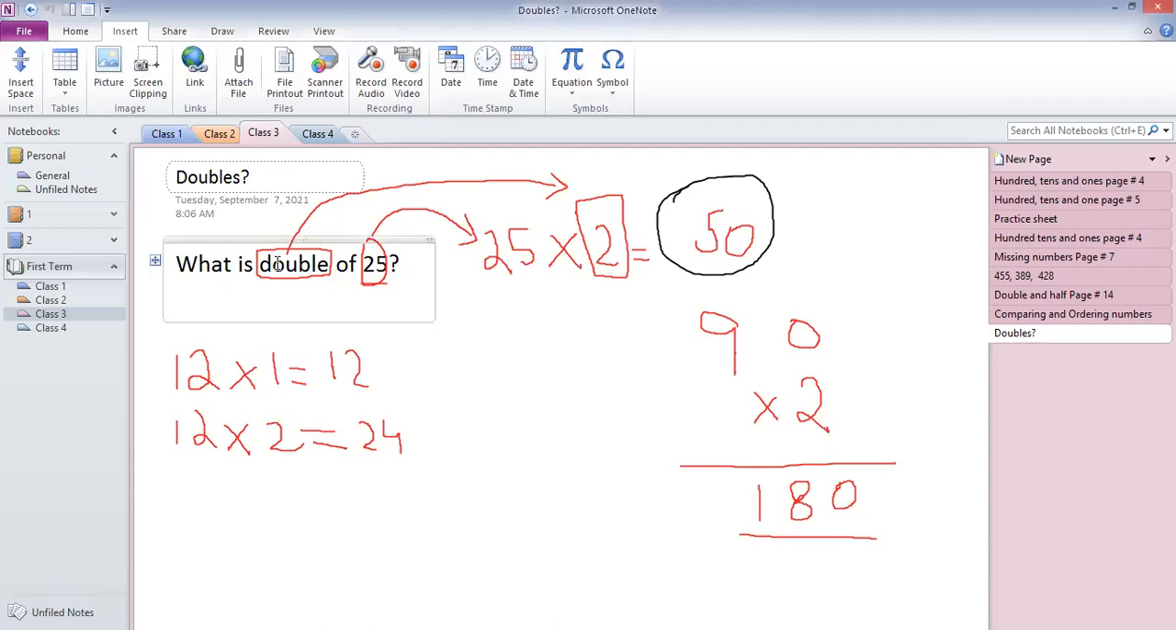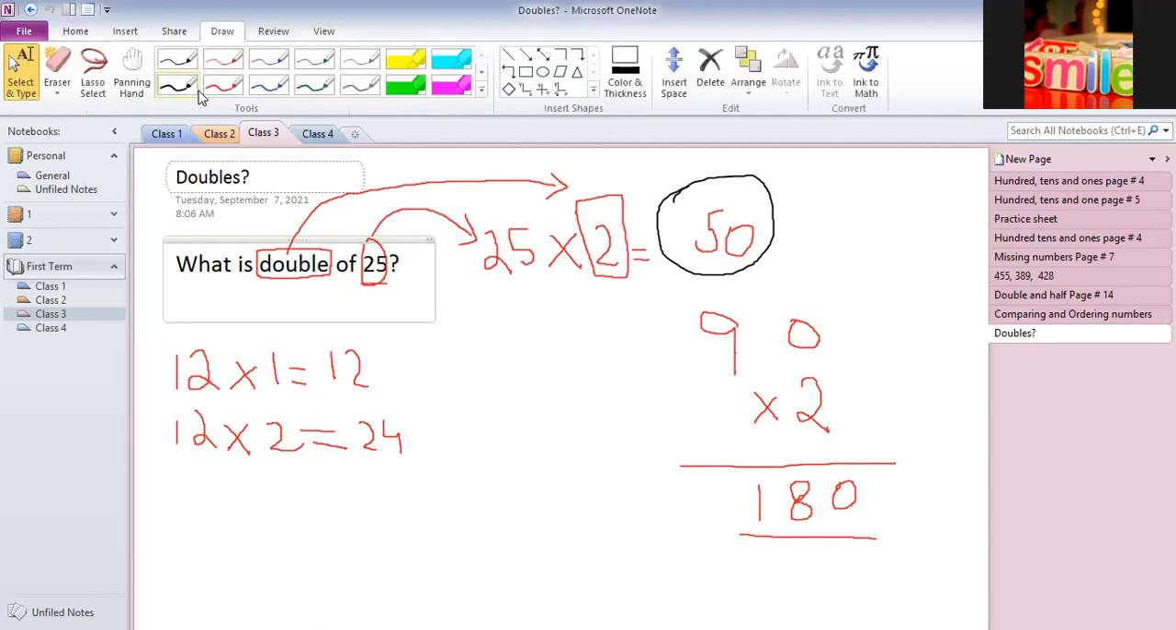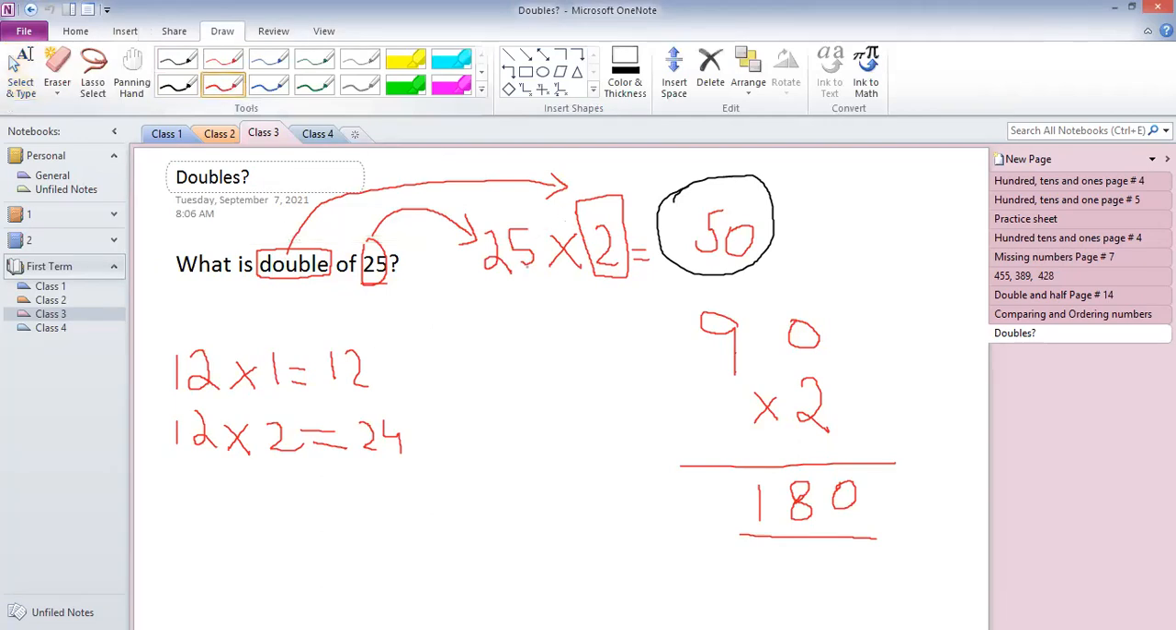Okay. So whenever you need to find out a double of any number, you just have to multiply that number by 2. Like here, you have to find out the double of 25. So you write 25, and then because you have to find out the double, you multiply it by 2. When you multiply 25 by 2, you will get the answer, that is 50.